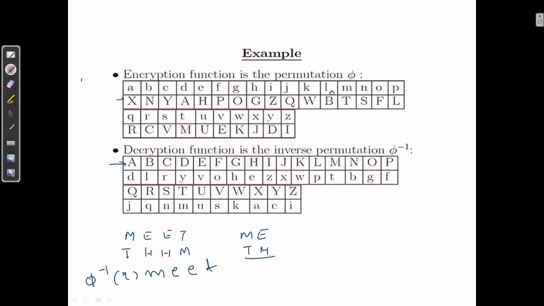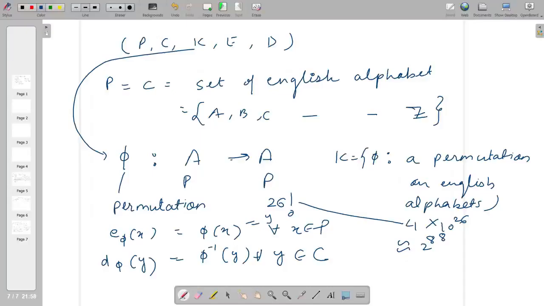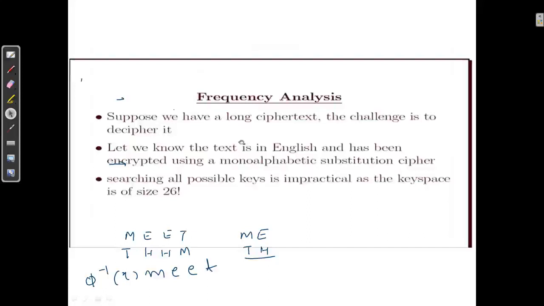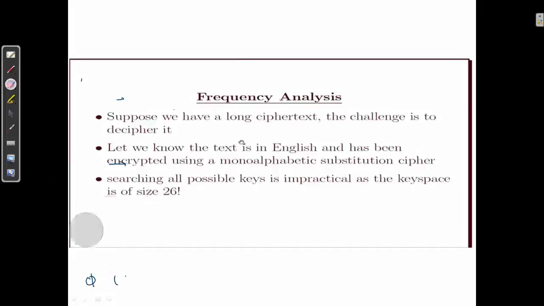Now let's come to the cryptanalysis. I already discussed that a brute force attack is not possible because 2 raised to the power 88 is a large computation, which is computationally infeasible. So what are the methods? Anyone can do a frequency analysis. What is frequency analysis? Suppose we have a long ciphertext and the challenge is to decipher it. Let us say the text is in English and has been encrypted using a monoalphabetic substitution cipher. Searching all possible keys is impractical as the key space is of size factorial 26.